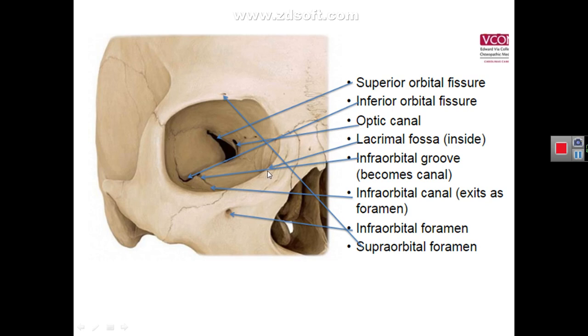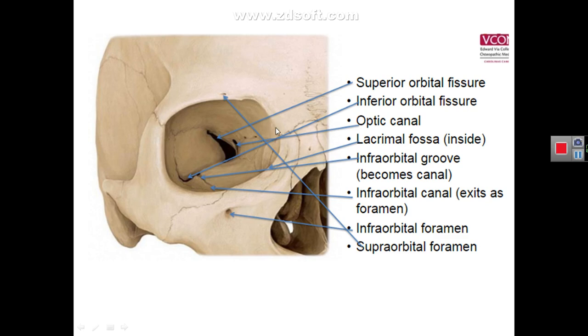The orbit is a cavity which is a four-sided pyramid. Its base is anterior, formed by the margins of the orbit, and its apex is posterior. We describe these margins. The upper margin is formed by the orbital plate of the frontal bone. The lateral margin is formed by the zygomatic process of the frontal bone and the frontal process of the zygomatic bone, while the lower margin is formed by the zygomatic bone and the maxilla.